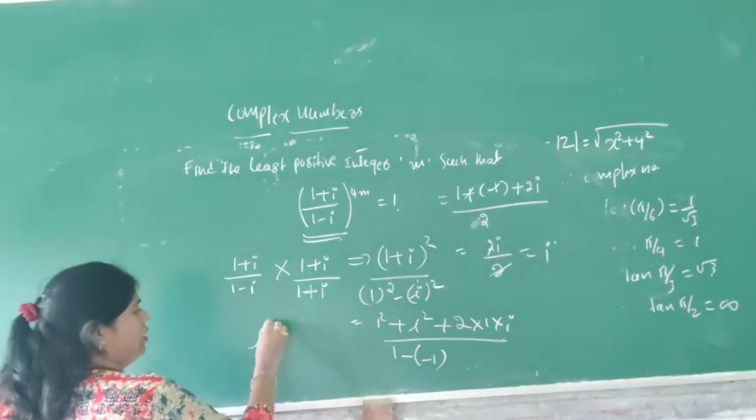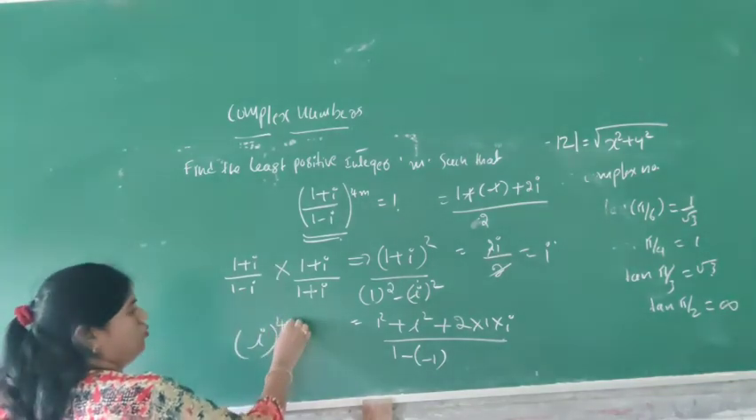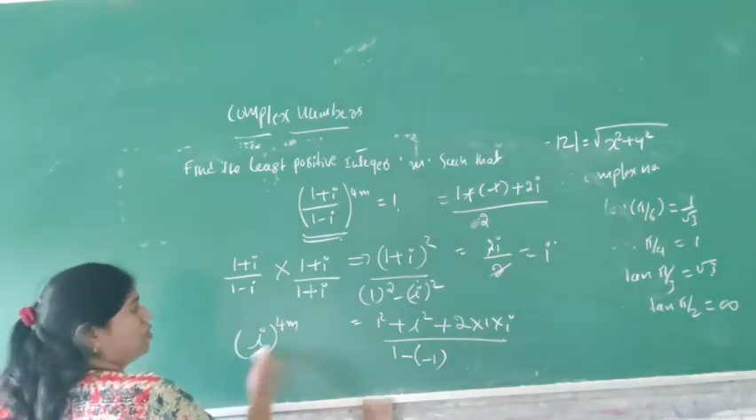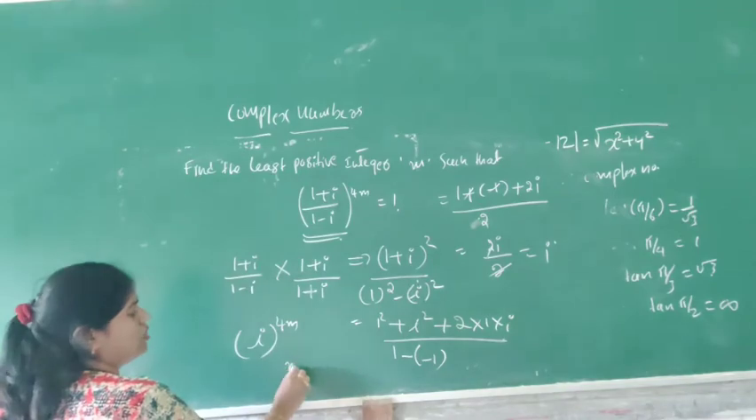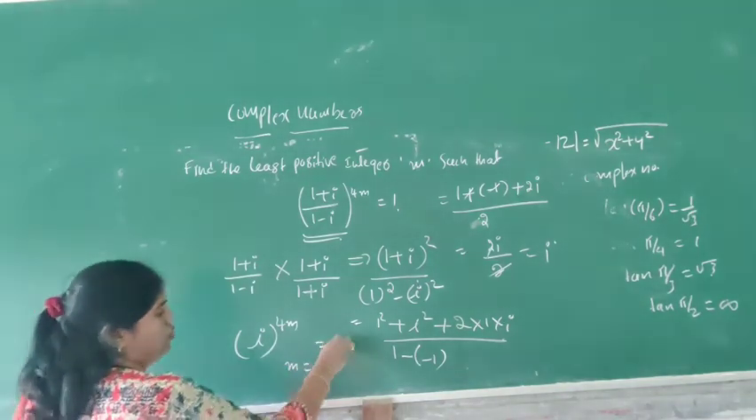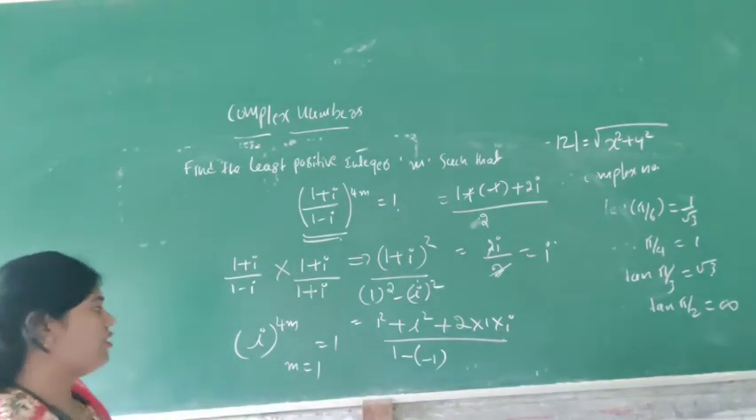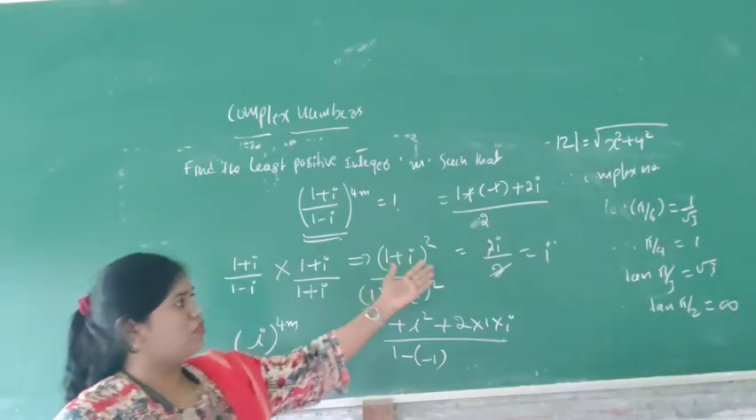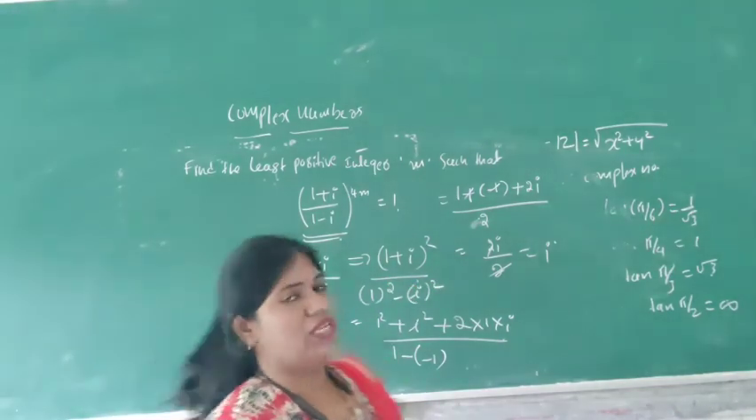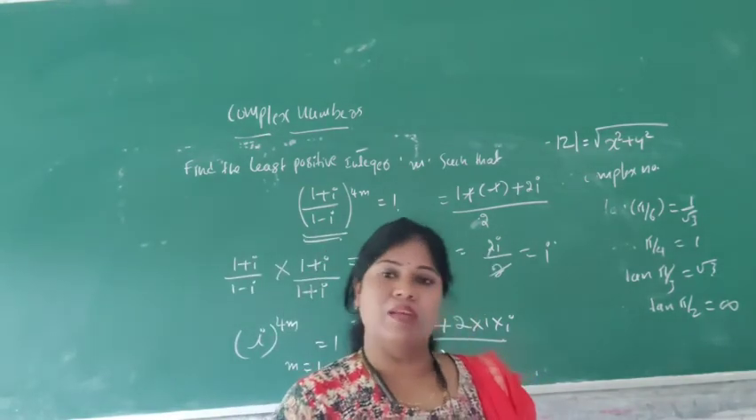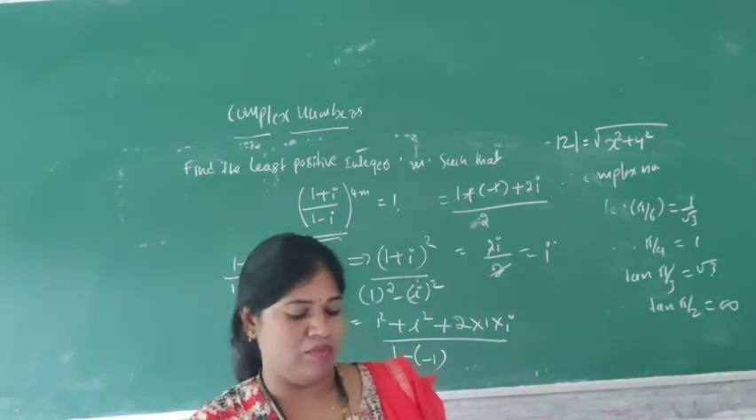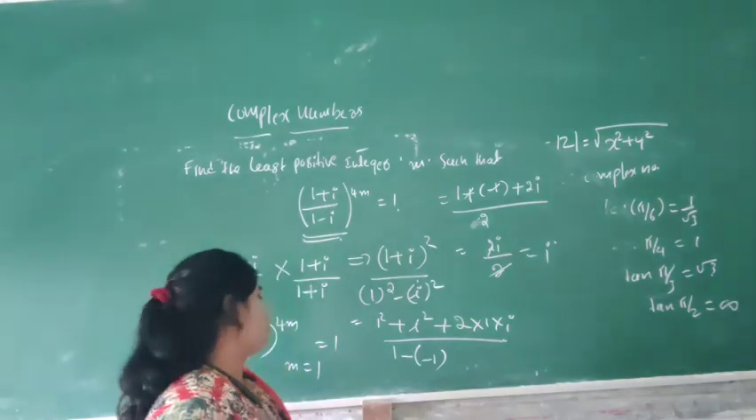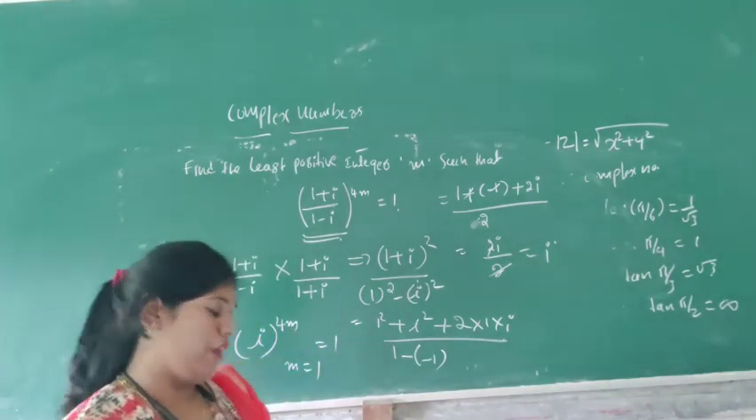So i raised to 4m, when will it become 1? When m is equal to 1, it will become 1. The formula is that i to the 4k is equal to 1. So when m is equal to 1, i raised to 4m is equal to 1. Okay.